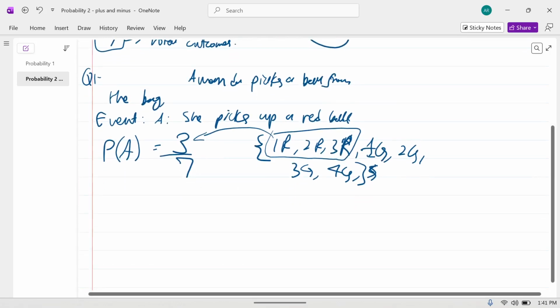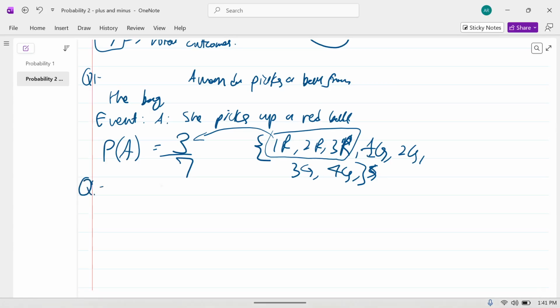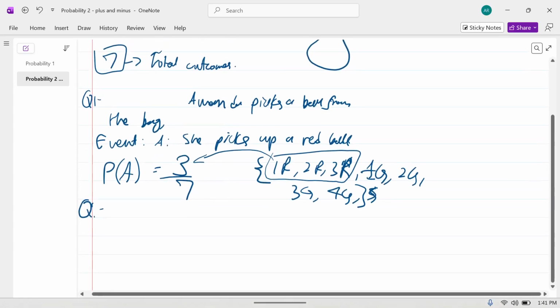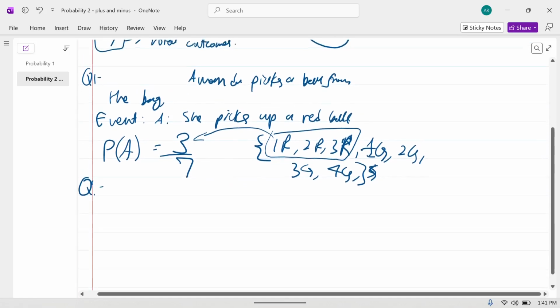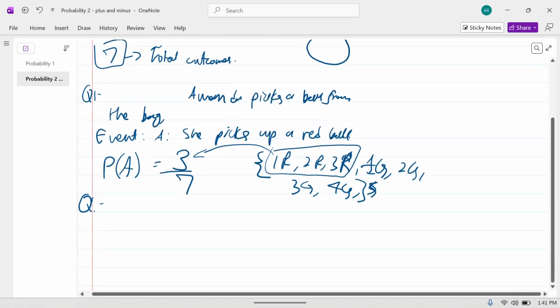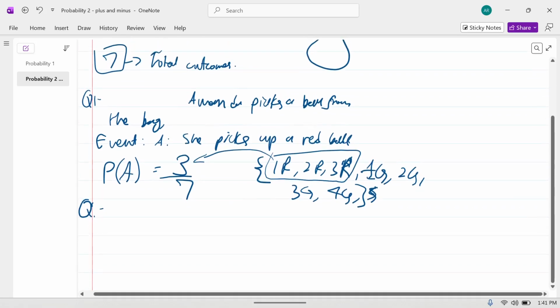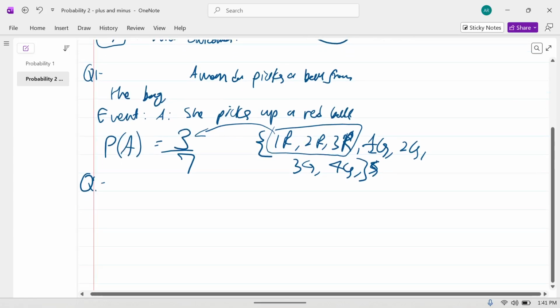Now we're also going to try to apply most of the main stuff that we have learned in the previous probability class, right? So let's say the examiner asks you, Amanda puts her hand back in the bag once again, right? Or look, let's just reset the scenario. Amanda puts her hand inside the bag, right? What is the probability?